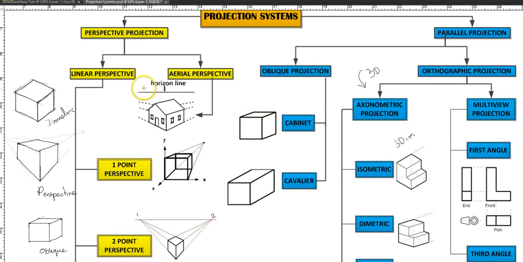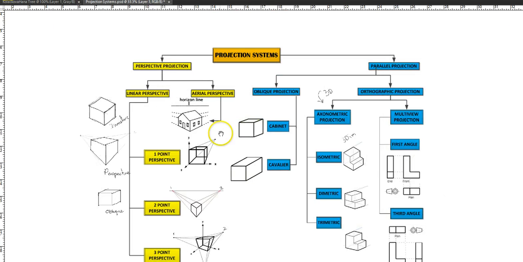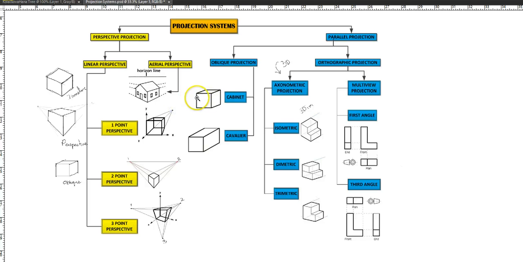There's something called aerial perspective, which is used mostly in architecture companies, where you will make a perspective view of a building. It could be either linear or it could be aerial. The only difference is linear is mostly when you take it at eye level, and aerial is mostly when you are higher up above the ground, like a bird looking down at the house. So I hope you understood what are all the different types of projection systems, and like I said before, we are going to cover all these chapters.